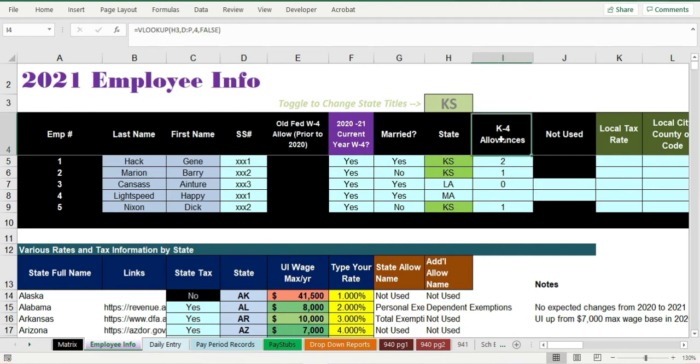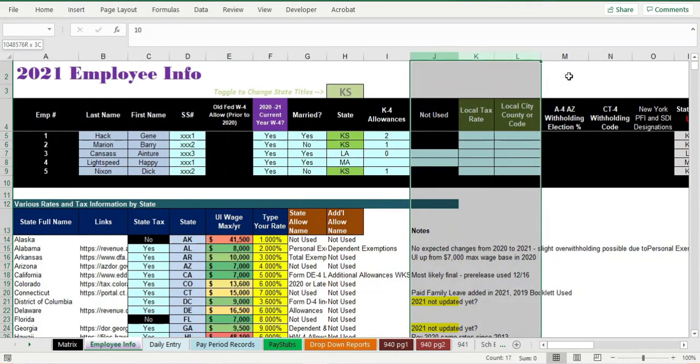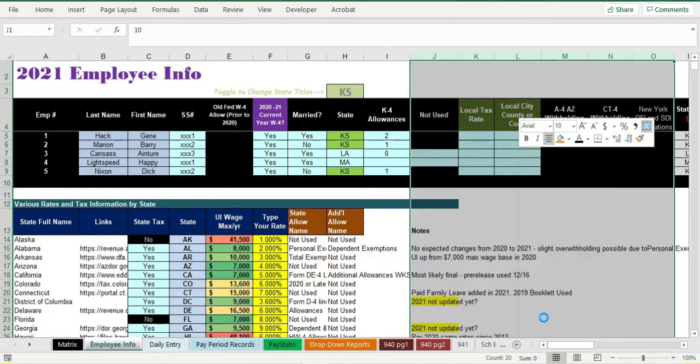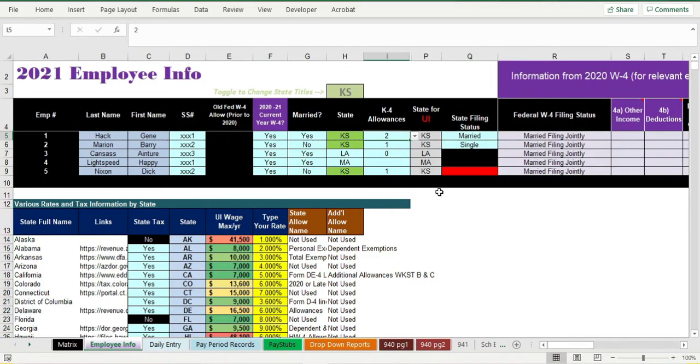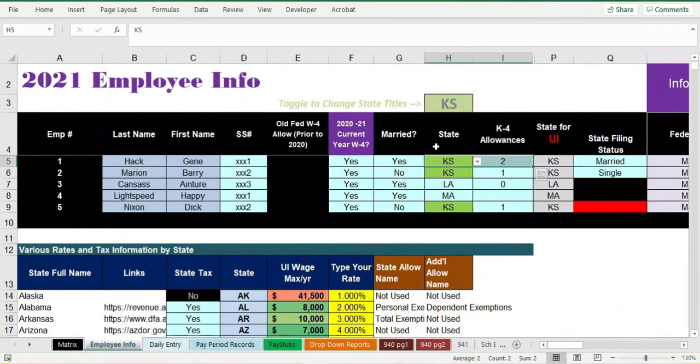They're going to fill out their K4 certificate. It's just going to tell you how many allowances they have. It's going to be a number right here. Along with knowing how many allowances they have, another thing you'll need to know as a Kansas employer is what filing status they check, whether it's married or joint or single. That's going to have an impact on how we calculate the tax for the employee in Kansas. So: K4 allowances, and whether they're married or single status.